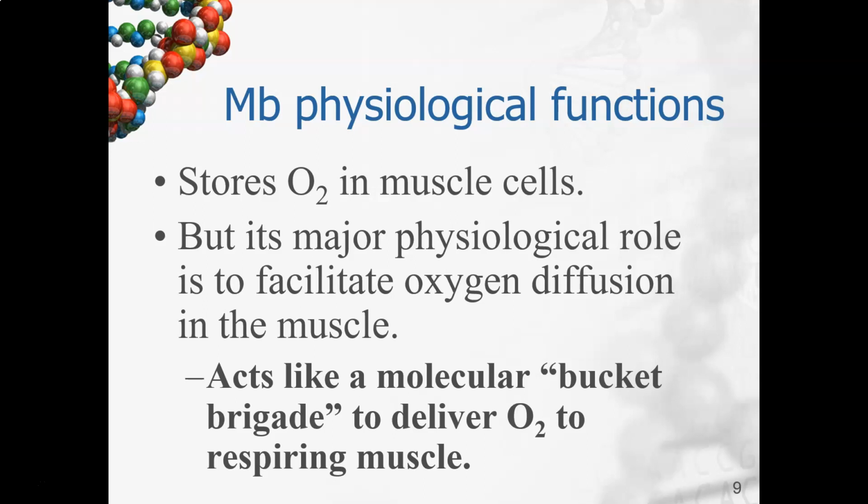So myoglobin's physiological function is as an oxygen storage protein in muscle cells, but its main physiological role is to facilitate oxygen diffusion in the muscle. It acts like a molecular bucket brigade to deliver oxygen to the respiring muscle. A respiring muscle will use glucose, and it requires oxygen. In the presence of oxygen, glucose can be completely oxidized to CO2 and water and provide quite a lot of ATP for the respiring muscle.